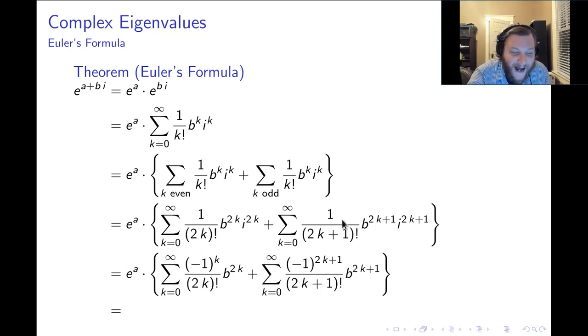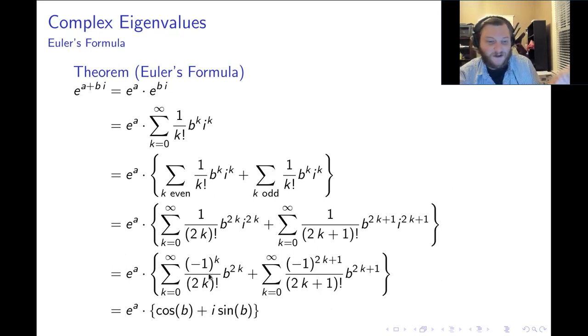What about the odd terms over here? Well, again, the hard part is the i to the 2k plus 1. Well, i to the 2k plus 1 is the same as i multiplied by i to the 2k. And we already saw that i to the 2k is the same thing as negative 1 to the k. So this all simplifies to negative 1 to the k, times i, over 2k plus 1 factorial, times b to the 2k plus 1. I'm missing an i over here, so I should fix that in the notes.